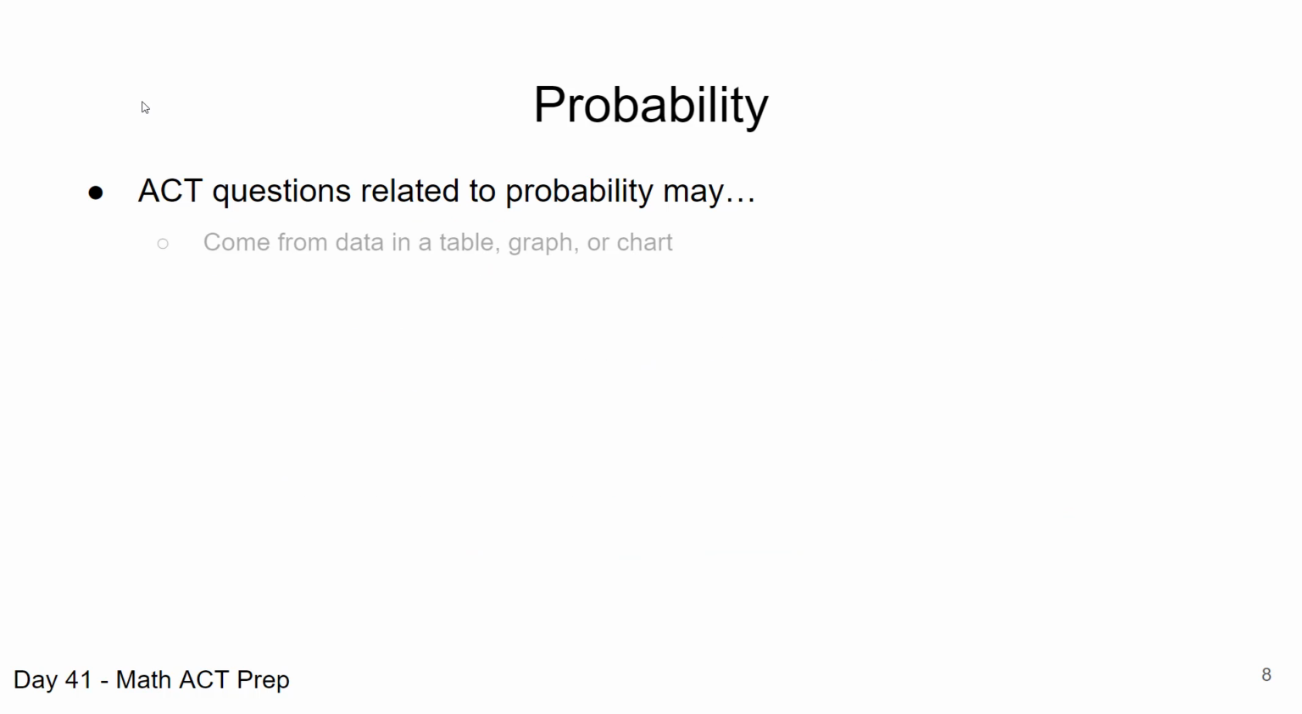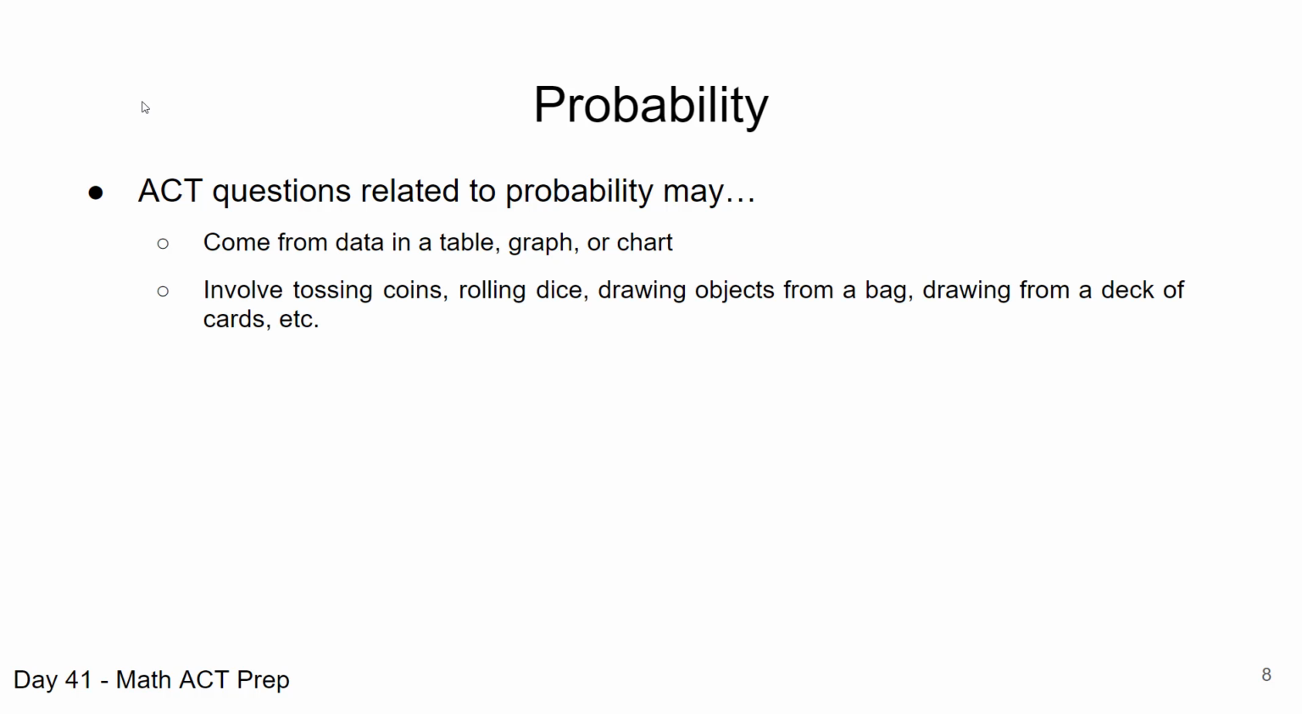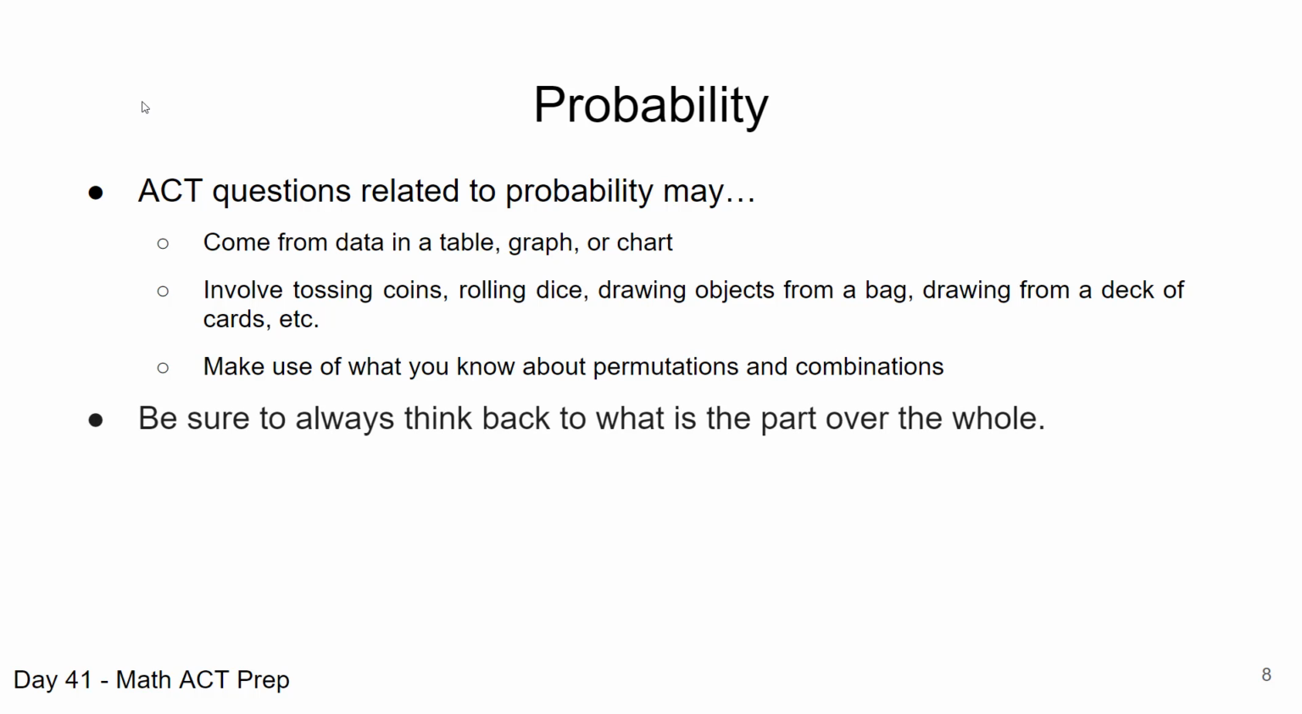Most ACT questions related to probability, you're going to have to get some data from a table, a graph, or a chart. It may involve tossing coins, rolling dice, drawing objects from a bag or from a deck of cards, so be familiar with the different possibilities that you could have in these cases. And also be familiar, again, with permutations and combinations. We have a video that you can watch on those specifically because sometimes they come into play with probability.